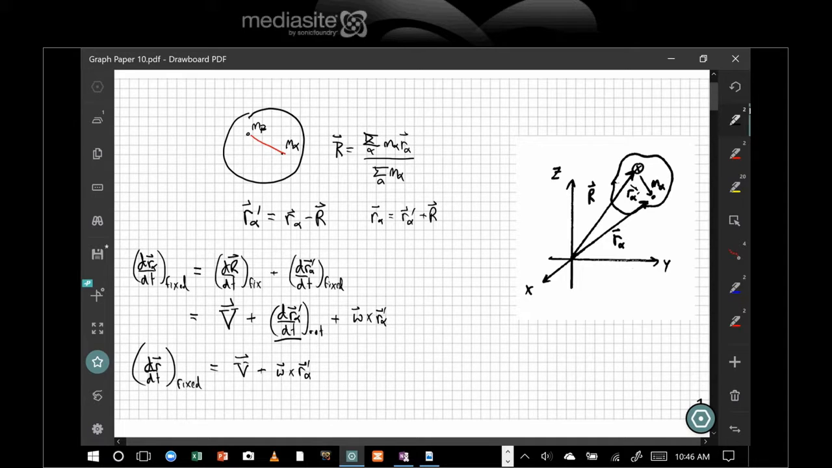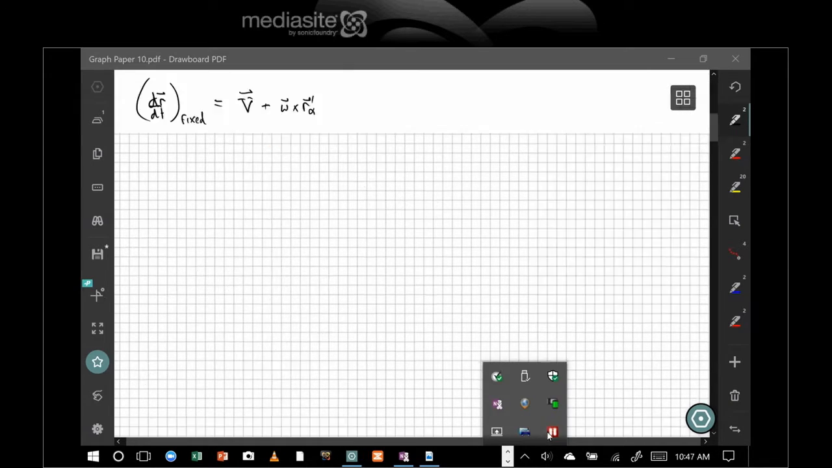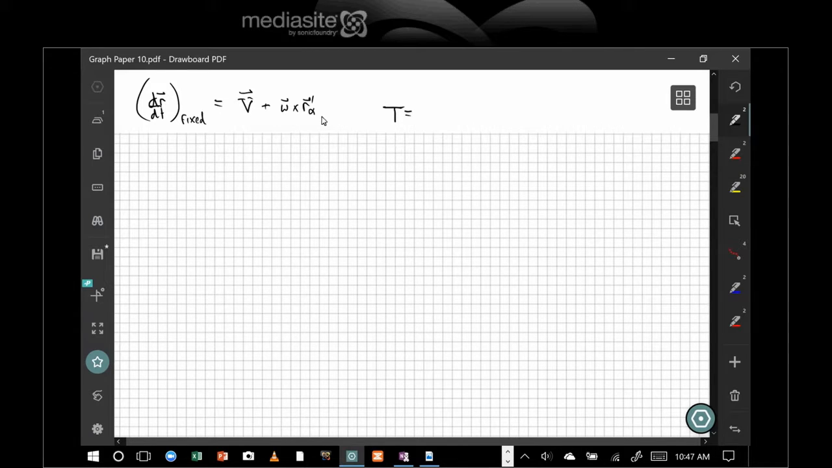Okay, so now what we're going to do next is look at the kinetic energy using this result here. So let's do that next. Okay, so I have this result between the velocity in the fixed frame versus the velocity in a rotating frame. And in the end, what I want to do is look at kinetic energy. What I want to show is that the total kinetic energy is equal to kinetic energy of the center of mass plus rotational stuff. That's what I want to show. So how am I going to do that?